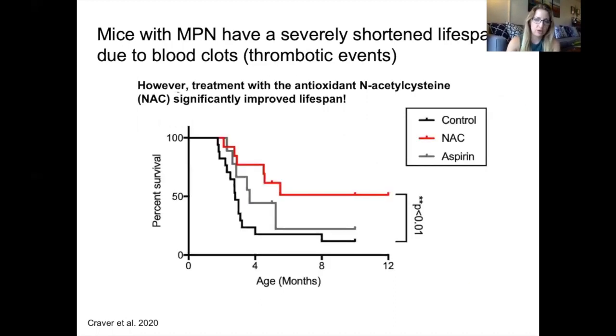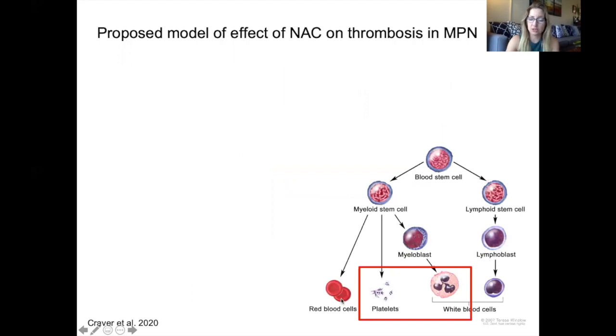What was striking was that when I treated mice with an antioxidant drug called N-acetylcysteine, or NAC, this significantly improved their lifespan. While the standard treatment of care, aspirin for MPN patients, did not improve survival in these mice. Unfortunately, I don't have time to show the data, but you can look for yourself in my paper in Blood Advances from earlier this year, where we found that an interaction between these two mature cell types is what's key for the thrombotic event in these mice.